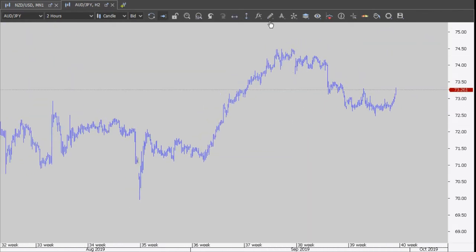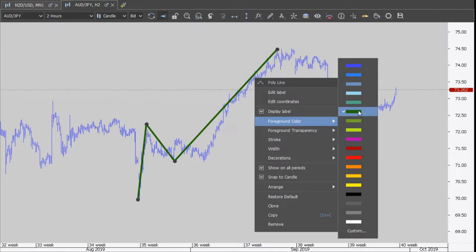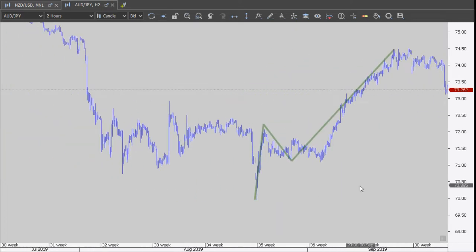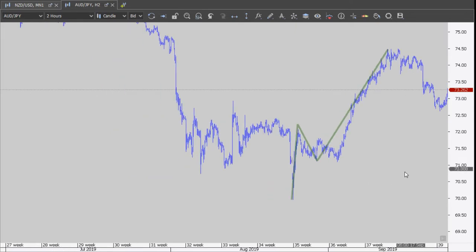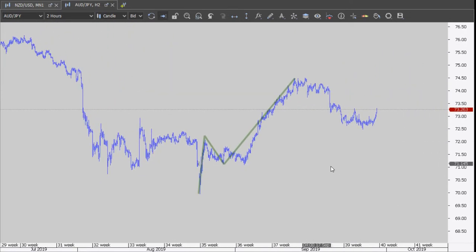AUD JPY. Extension, retracement, extension. So we have the confirmation of the market wave. Let's color code this like this, right? So we have two relevant highs and lows. What else can we do?